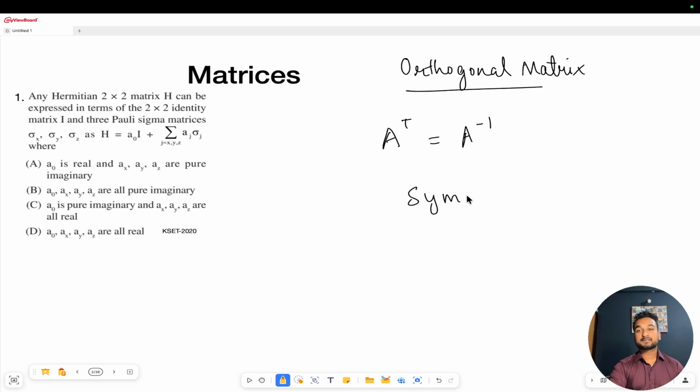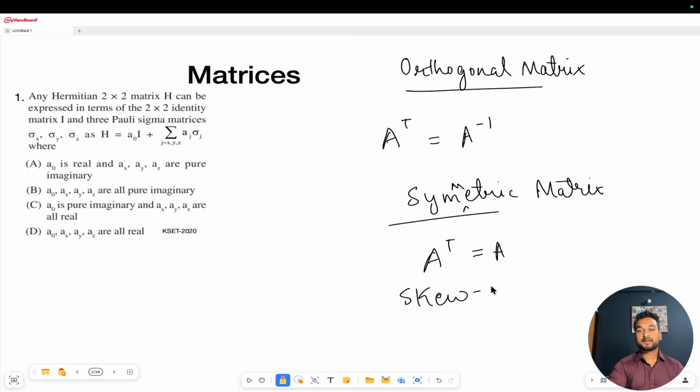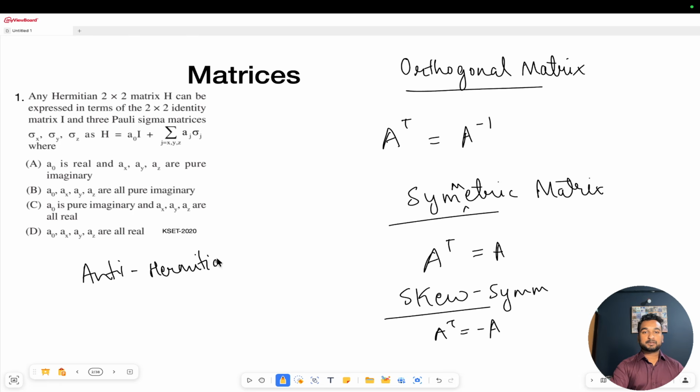What are symmetric matrices? Symmetric matrices have A transpose equals A. Skew symmetric or anti-symmetric matrices have A transpose equals negative of A. Likewise, anti-Hermitian matrices have A dagger equals minus of A. So these are some kinds of matrices.